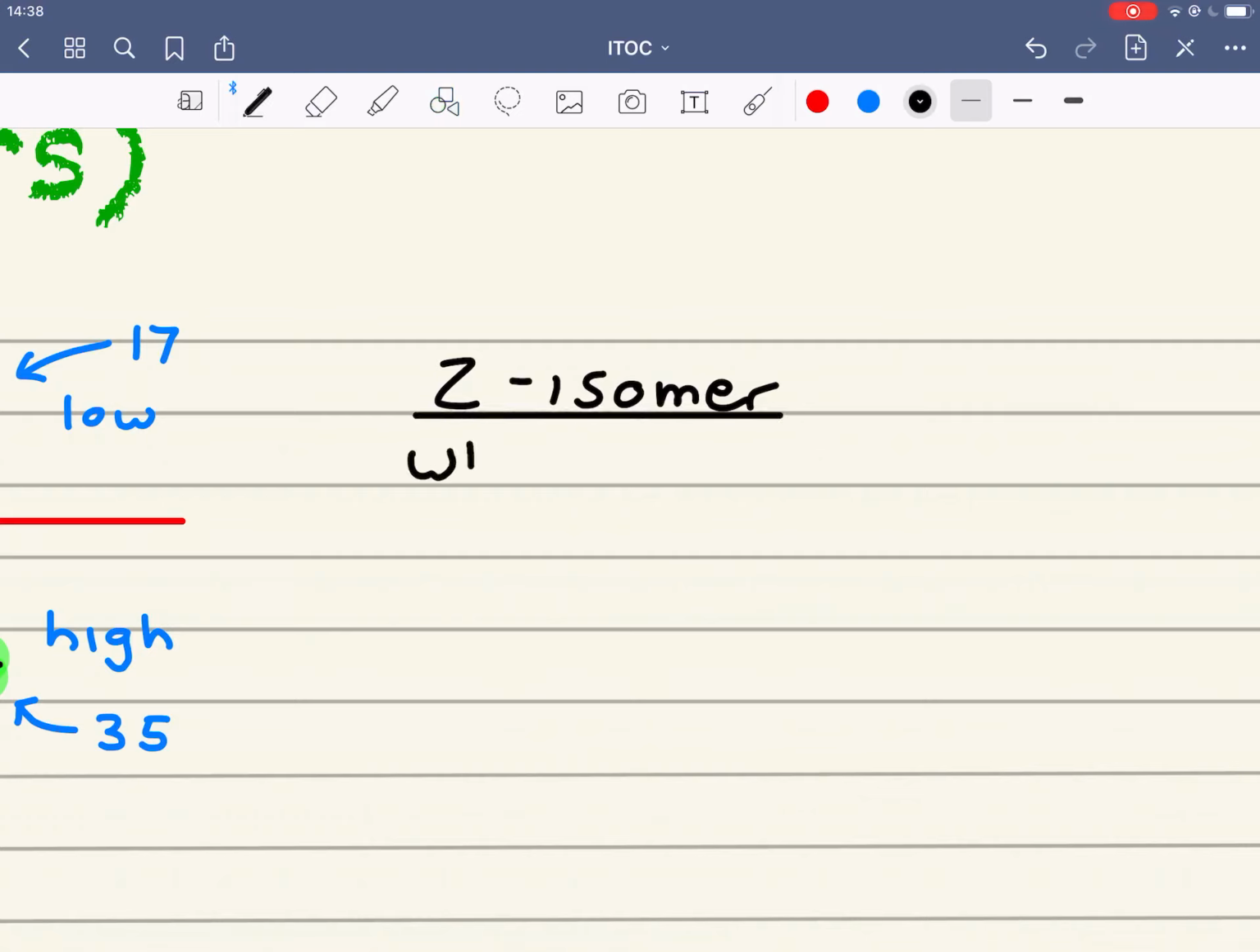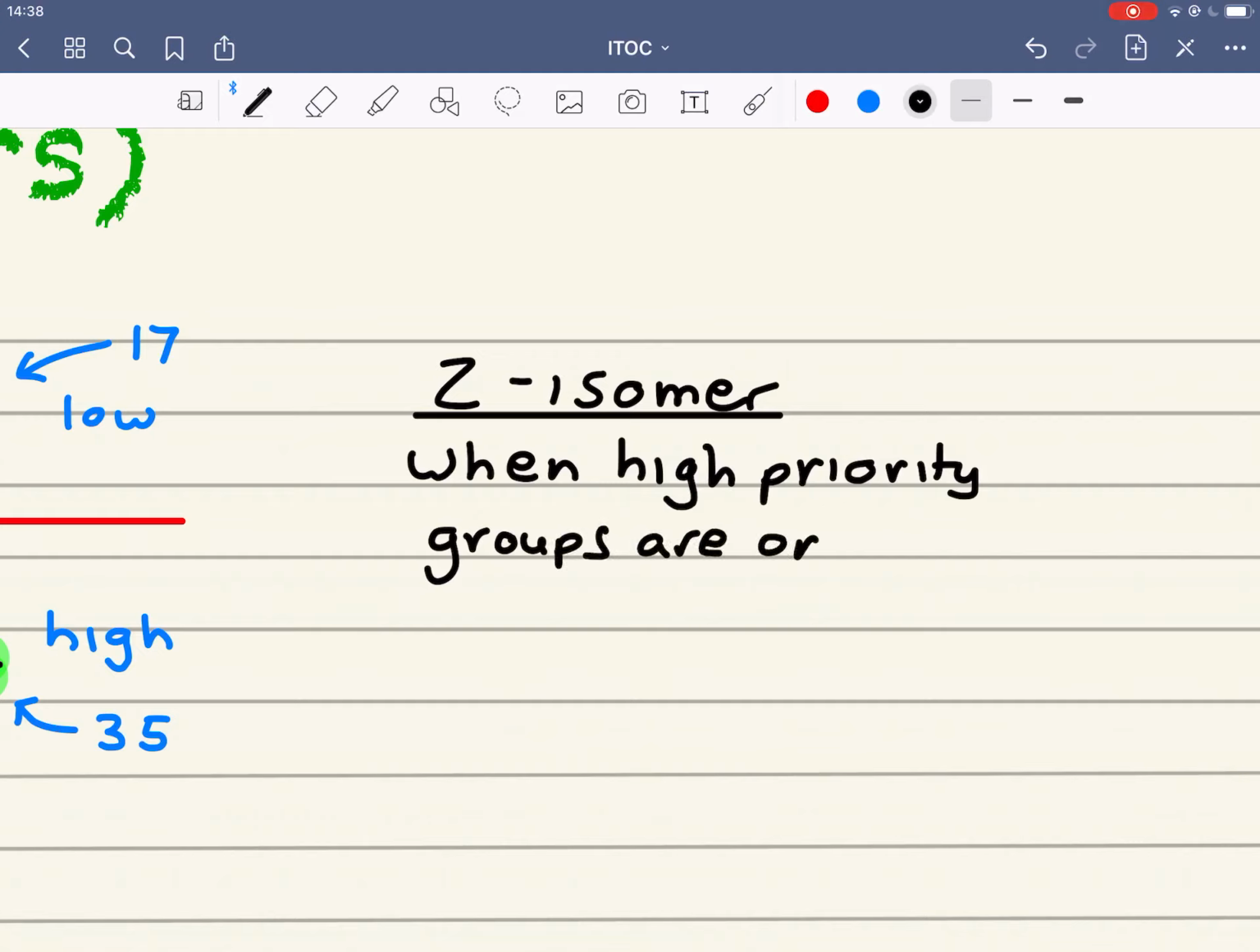is when the high priority groups are on the same side of the carbon-carbon double bond.